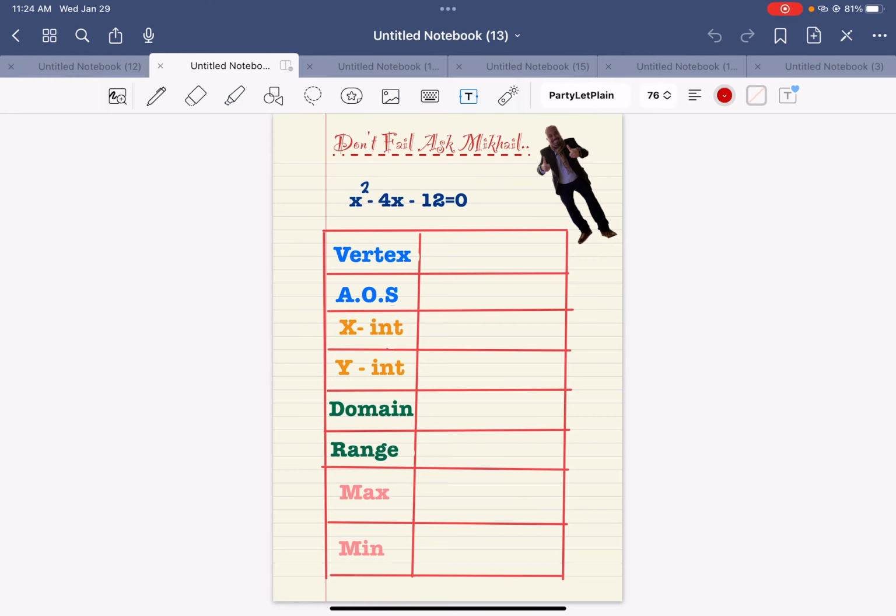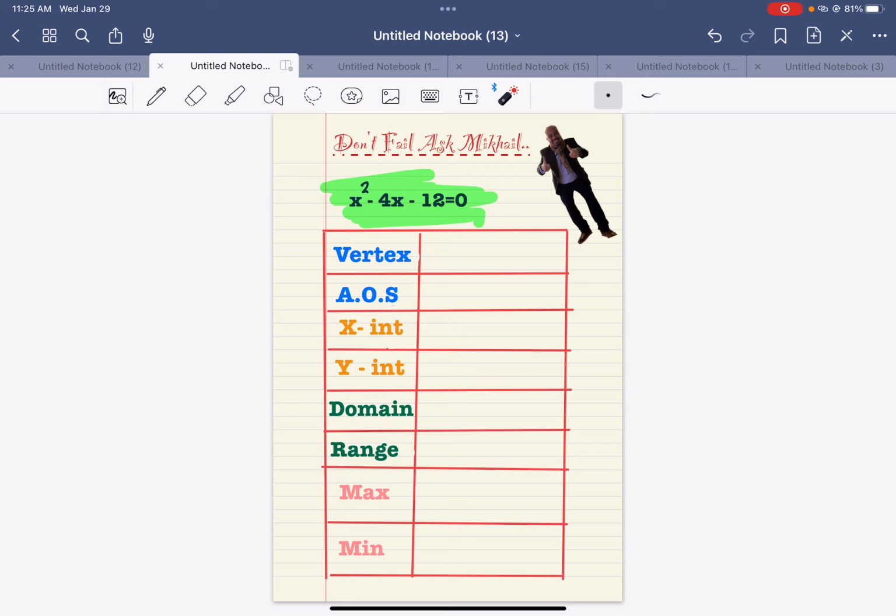So I have an example here: x squared minus 4x minus 12 equals 0. Remember, it has to be equal to 0. The equation has to equal 0.